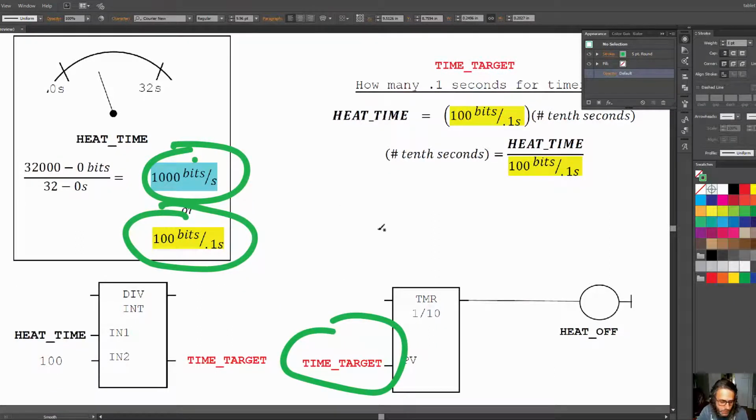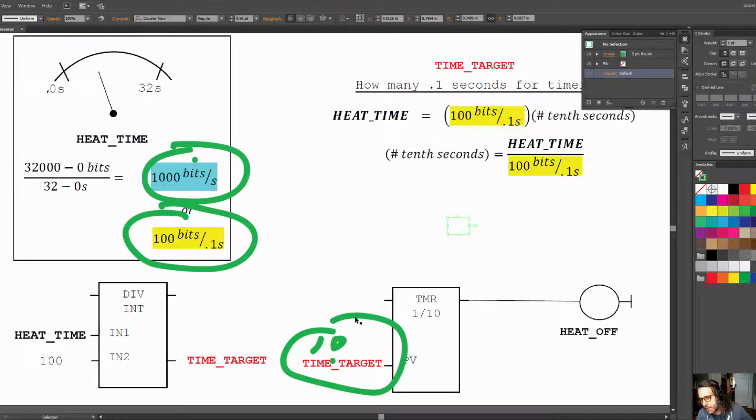For most of the problems we've been doing, that's just been a constant. But here, this is different. This is not a constant. This is coming from a dial. So the question is, based on this dial, how do we scale the time target? Because you wouldn't just want to put heat time in here. That wouldn't make sense, right? Because like 1 second would be 1,000. So if you put heat time in there for 1 second, you'd have 1,000. That's not 1 second. If you put 1,000 right there, then of course that's going to be 100 seconds. That's not going to work.